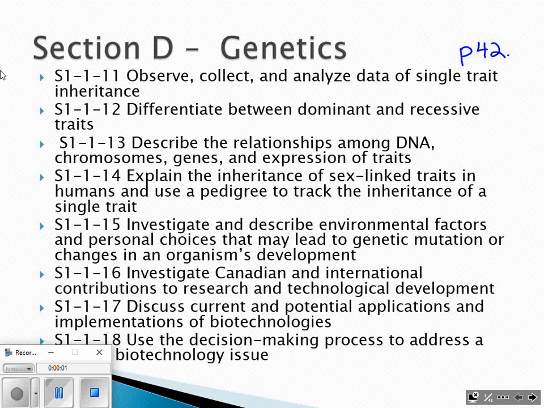This is page 42 in your booklet. So our last section in our reproduction unit is going to be the study of genetics.